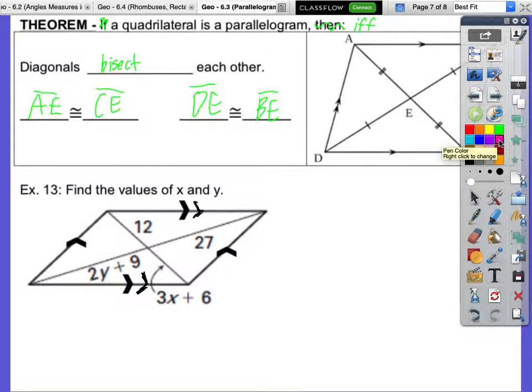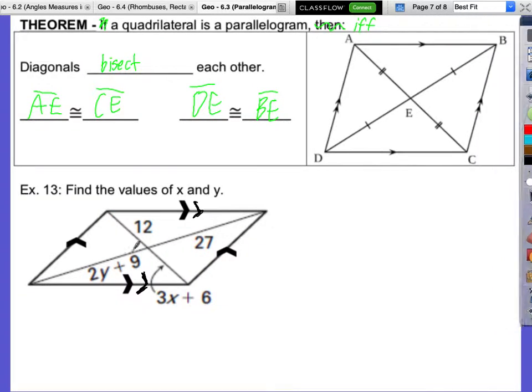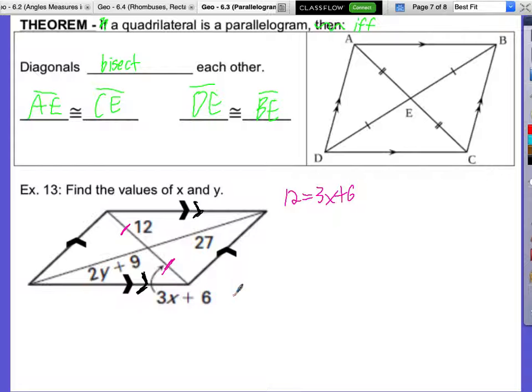Okay. Is this a diagonal? Yeah. What kind of shape do we have? Parallelogram. What do we know about the diagonals of a parallelogram? They bisect each other. So here, that means this diagonal's cut in half, right? So what's an equation we could set up here? 12 equals 3x plus 6, because this part of the diagonal will be equal to this part of the diagonal.